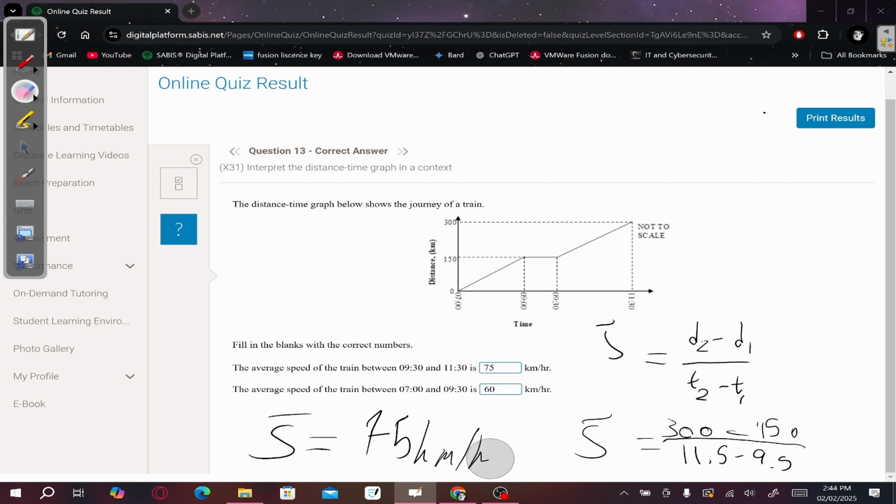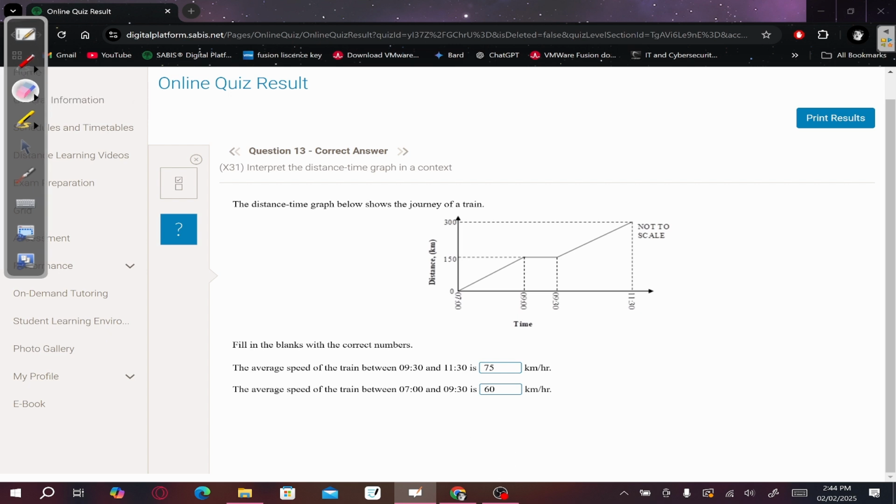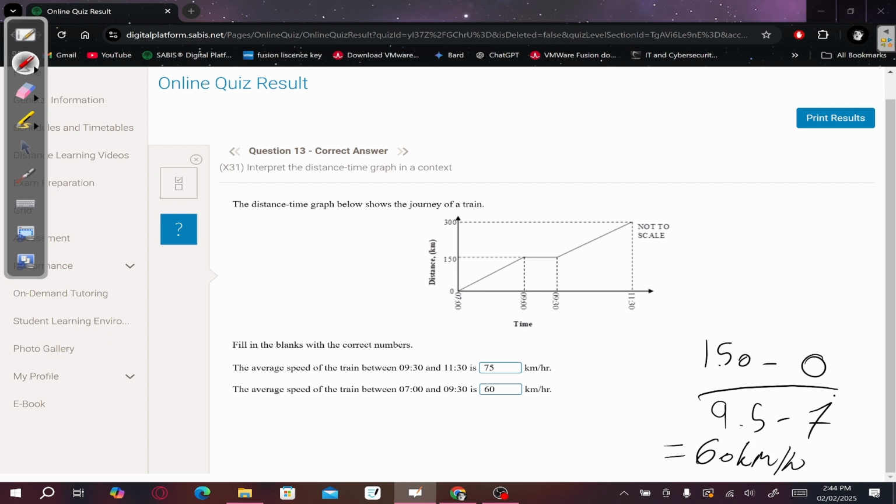Okay, now the average speed of the train between 7 o'clock and 9:30 is 60 kilometers an hour. Same concept. At 9:30 it is 150. At 7 it is 0. So 150 minus 0 over 9.5 minus 7, which gives me 60 kilometers an hour. Okay.